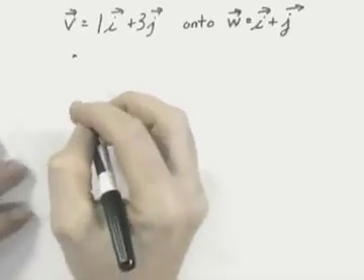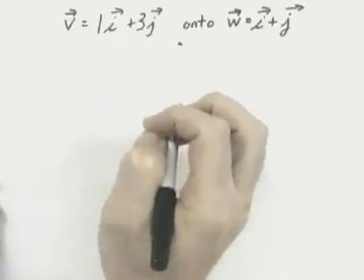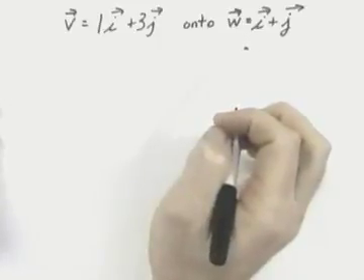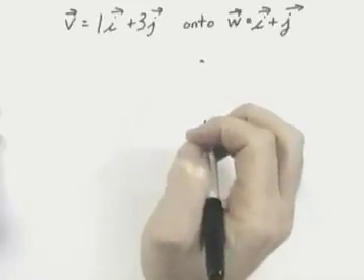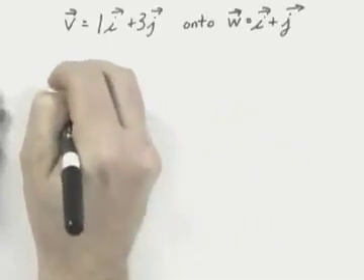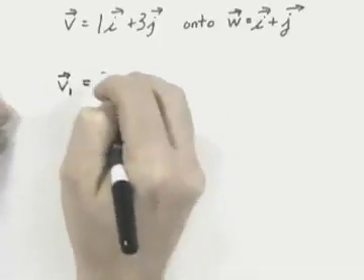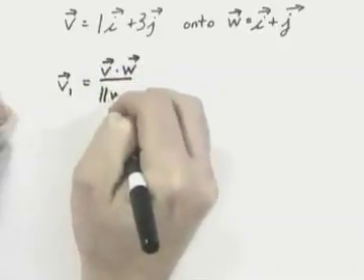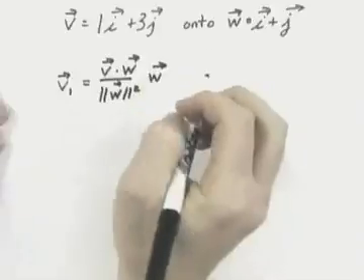So as an example, suppose we want to find the vector projection of v equals 1i plus 3j onto w equals i plus j. Then we're going to decompose v into two vectors v1 and v2, where v1 is going to be parallel to w and v2 is going to be orthogonal to w. Well, to find the vector that is parallel to w, that is the vector v1, we're going to compute v dot w over the magnitude of w squared and then times w.